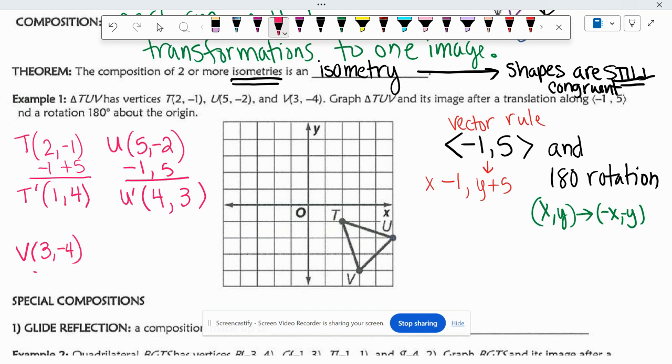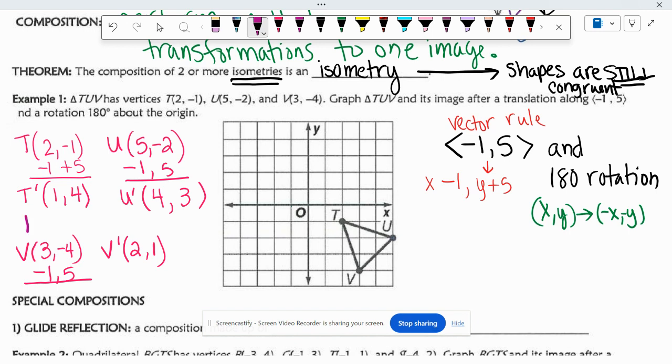I'm going to take that and I'm going to subtract 1 from the x and add 5 to the y. So V prime becomes what? What's 3 minus 1? 2. And what is negative 4 plus 5? Okay, so that's the translate part. Does that make sense? We good with that? Yes or no? Did I lose anybody?